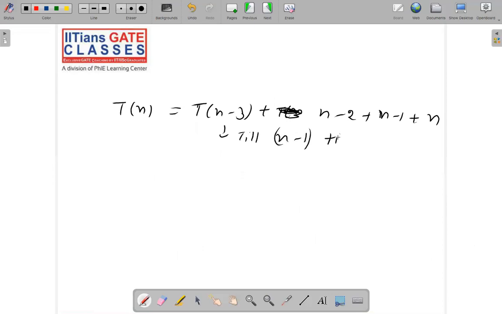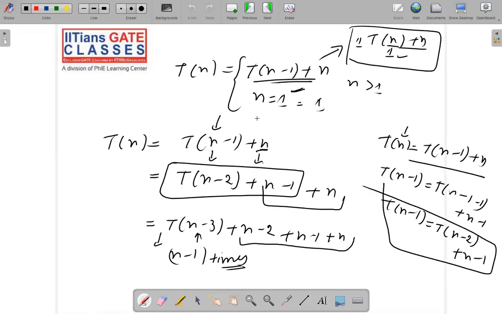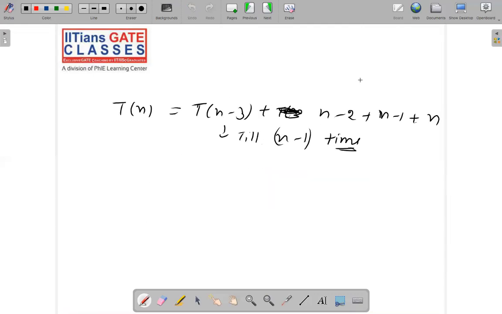Why n-1 times? Let me tell you that we are trying to reach the base condition here. The base condition is: if the value of n is equal to 1, the value of T(1) is equal to 1. It's saying that if we replace n with 1, its value is 1. And in the case of greater than 1, the value is this. And we are not going below n equal to 1. So let's iterate this till n-1.